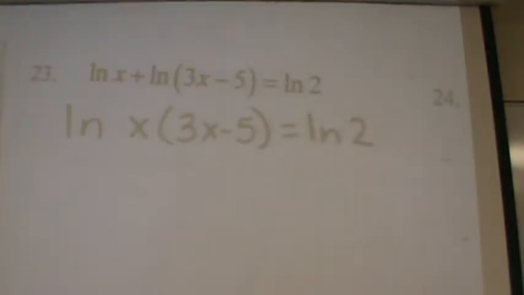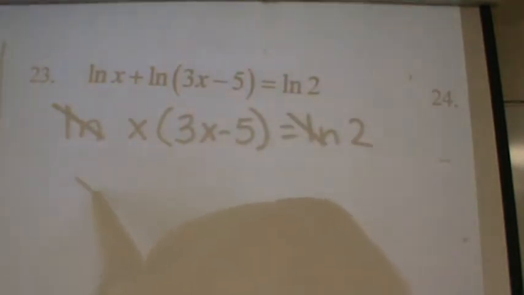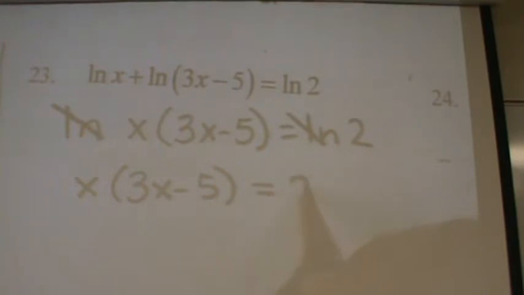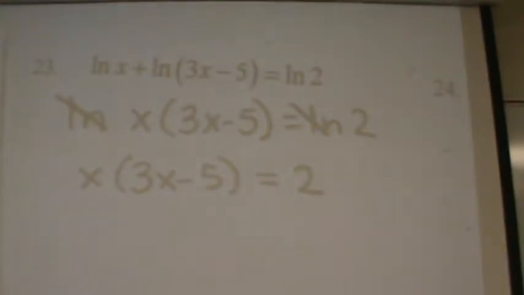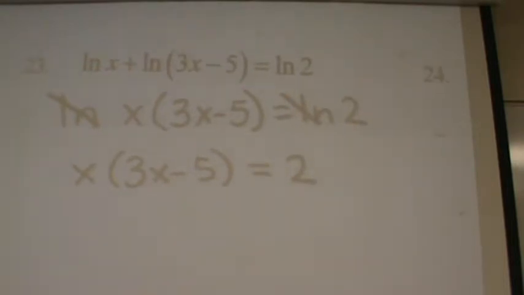Then what? Yep. So you have x times 3x minus 5 equals 2. And from there, would you know what to do? Yeah. What would you do? You would distribute and then set it equal to 0 and factor.